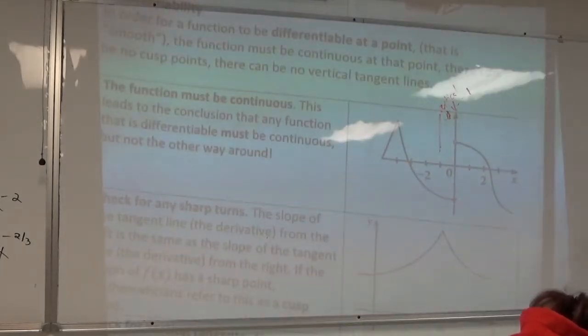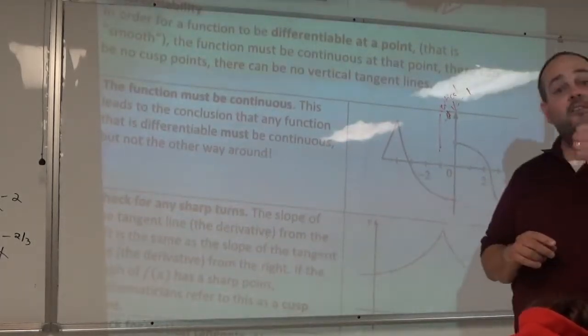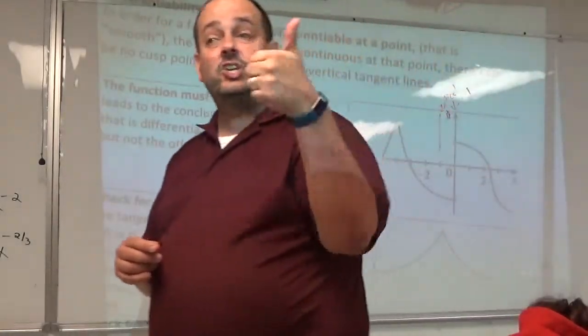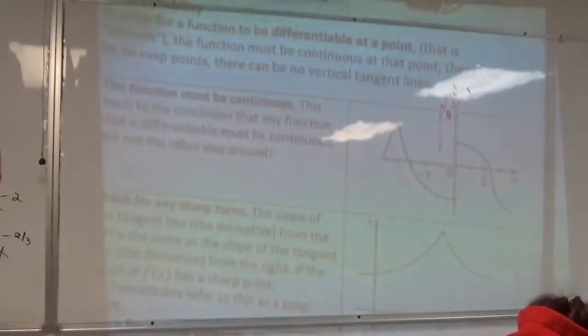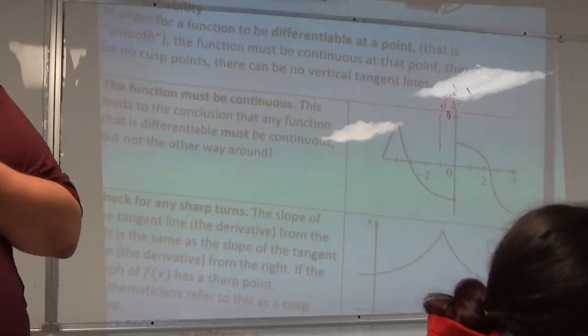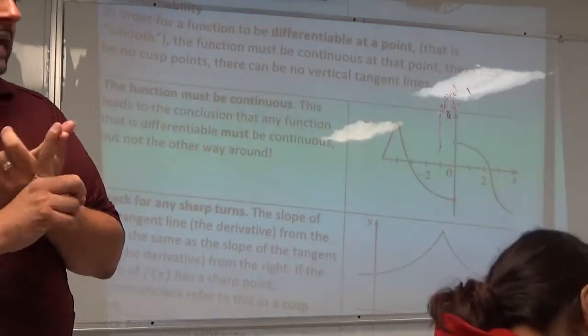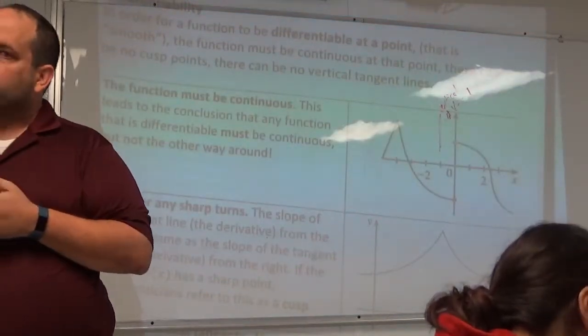Yeah. So the test for differentiability, I need you to check first for continuity. Is the graph continuous? The second thing you're going to look for, do you have any cusp points? And the last thing you're going to look for, vertical tangent lines.